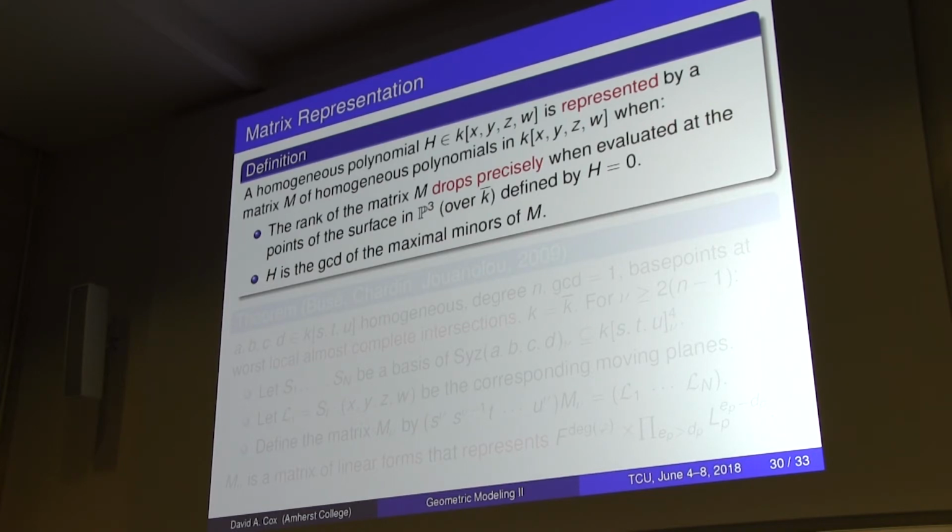So I'll take a homogeneous polynomial h, and I'm going to say it's represented by a matrix M of homogeneous polynomials. Geometrically, what I want is the rank of the matrix, because remember that the matrix involves x, y, z, w, so if I plug in a point in projective space, I want that matrix to drop rank precisely when evaluated at points on the surface defined by h equals 0. That's geometrically what it means, but I actually want something slightly stronger, because I really want h to be the GCD of the maximal minors of M. That's the algebraic condition that I want to be true.